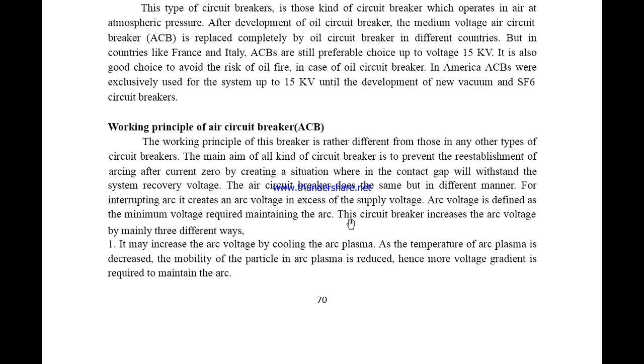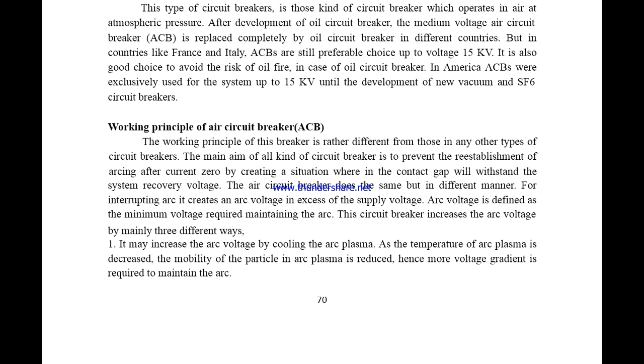The main aim of all kinds of circuit breakers is to prevent the re-establishment of the arc after current zero by creating a situation wherein the contact gap will withstand the system recovery voltage. The air circuit breaker does the same but in a different manner. For interrupting the arc, it creates an arc voltage in excess of the supply voltage. Arc voltage is defined as the minimum voltage required for maintaining the arc. This circuit breaker increases the arc voltage in three ways.